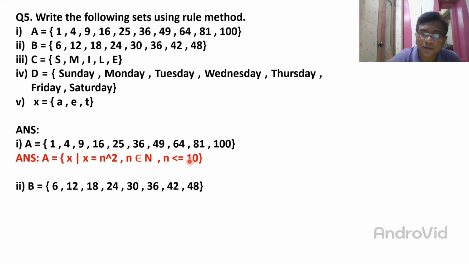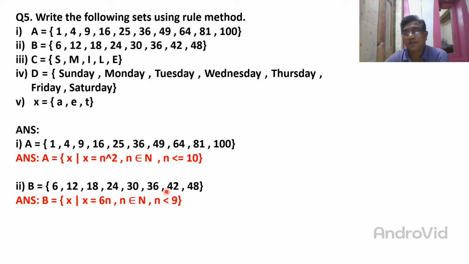Do you understand? According to this is the B set. So B set is 6, 12, 18, 24, 30, 36, 42, 48. What is it? Observe it. 6 1s are 6, 6 2s are 12, 6 3s are 18, 6 4s are 24, 6 5s are 30, 6 6s are 36, 6 7s are 42, 6 8s are 48. So it is the table of 6 up to the 8th number.